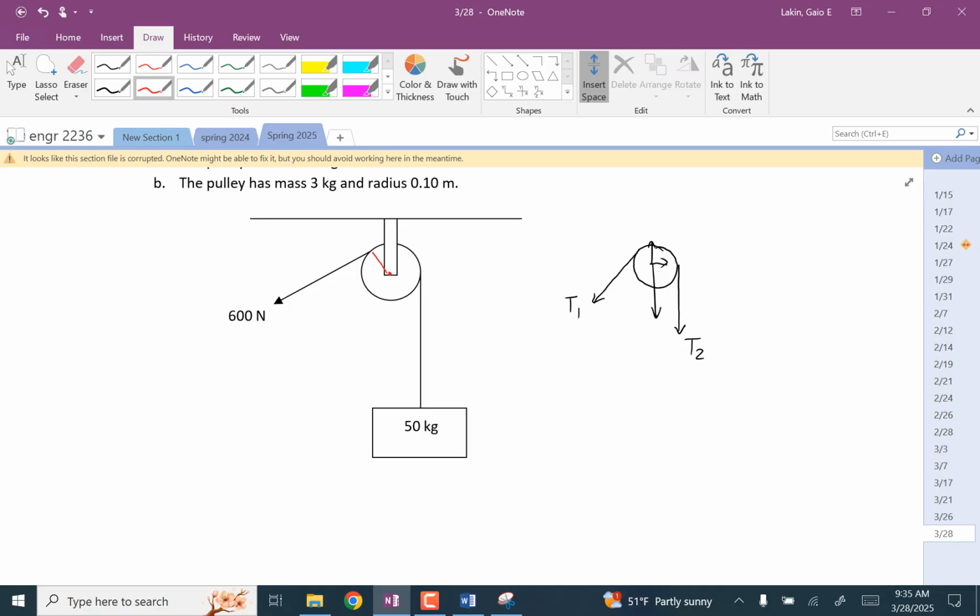Does everyone see that? Or everyone who cares? Does everyone who cares see that? Everyone's like, my mom just says I have to come to this class.